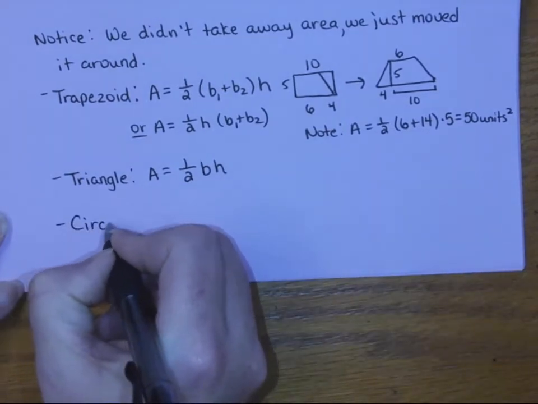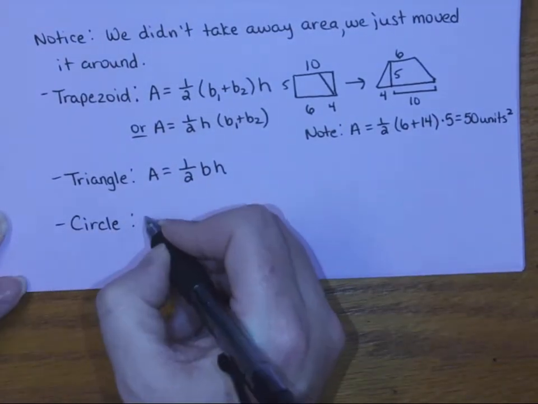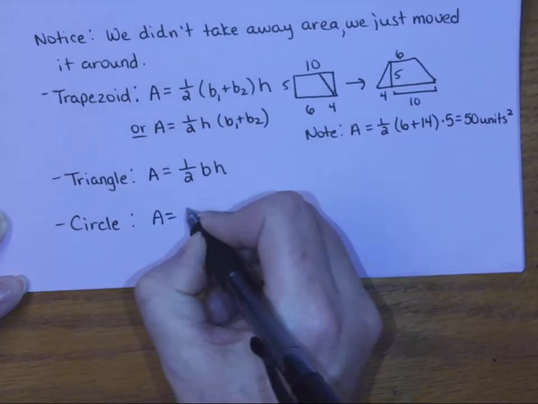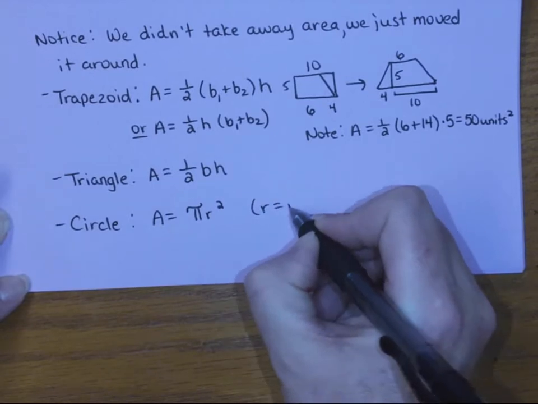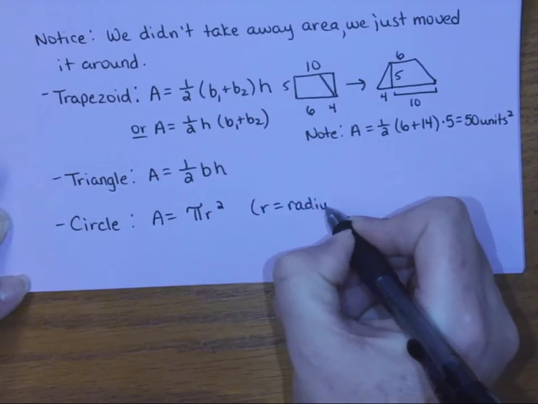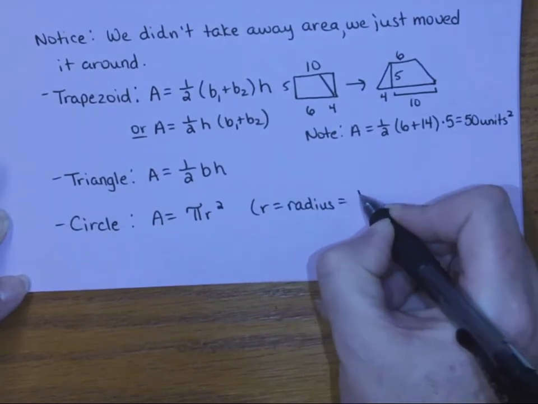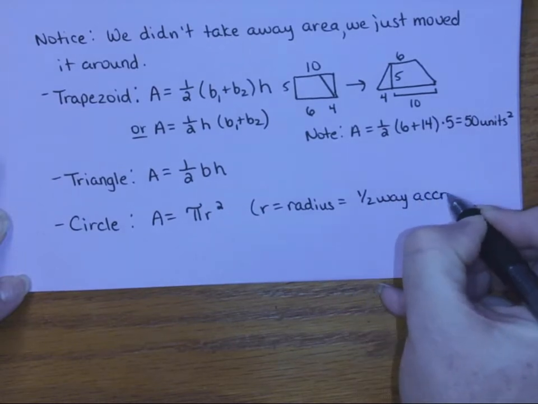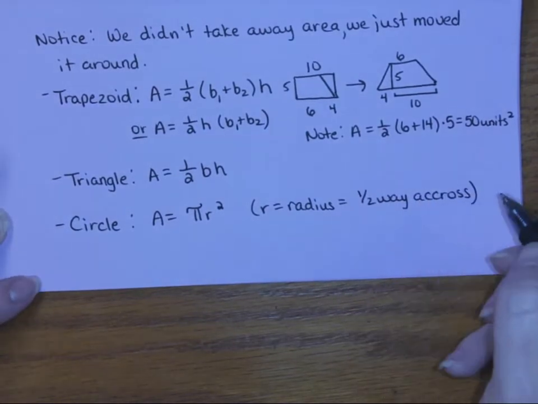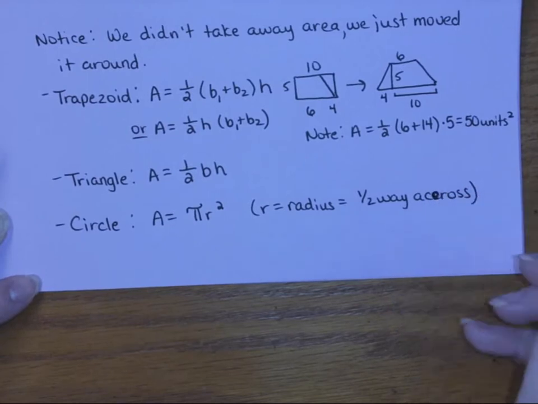And then the one oddball I want you to know for this section is that the area of a circle is going to be pi r squared. Okay. Make sure you know that r is the radius of a circle. It is halfway across the circle.